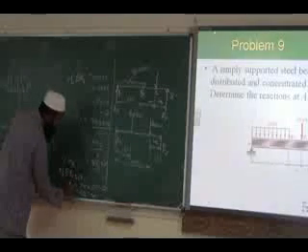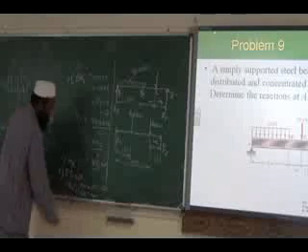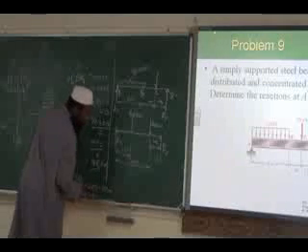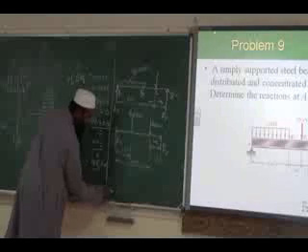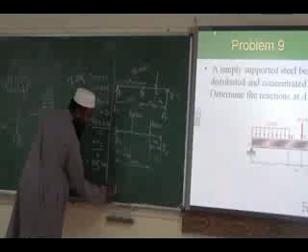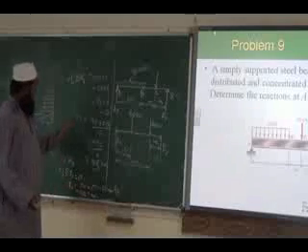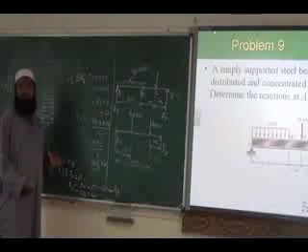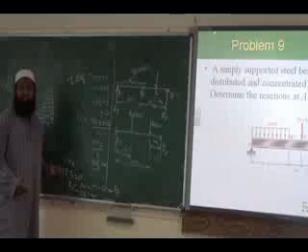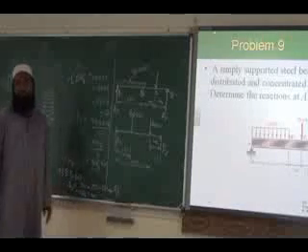Reaction A. Ay will be... So either use the moment equation or the force equation. I am not using the moment equation. I am using the force equation to find Ay.